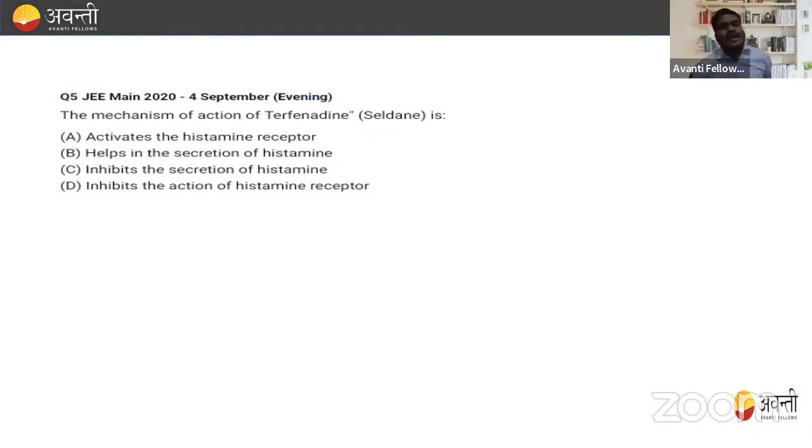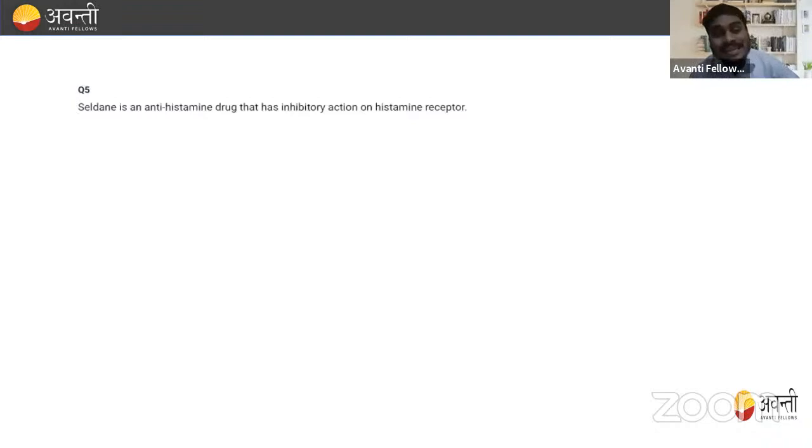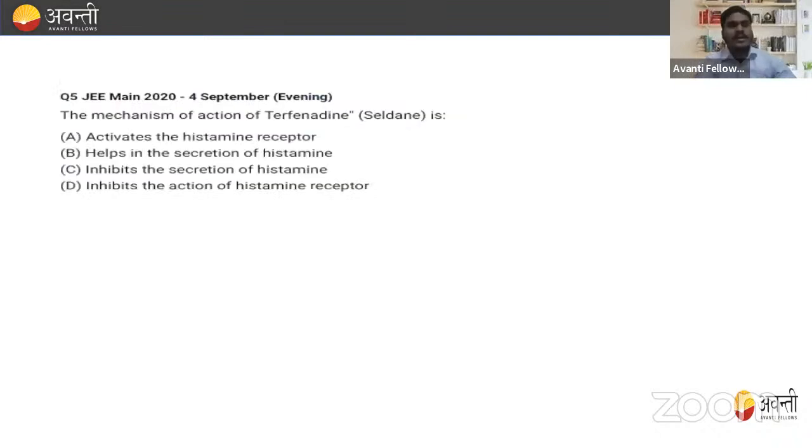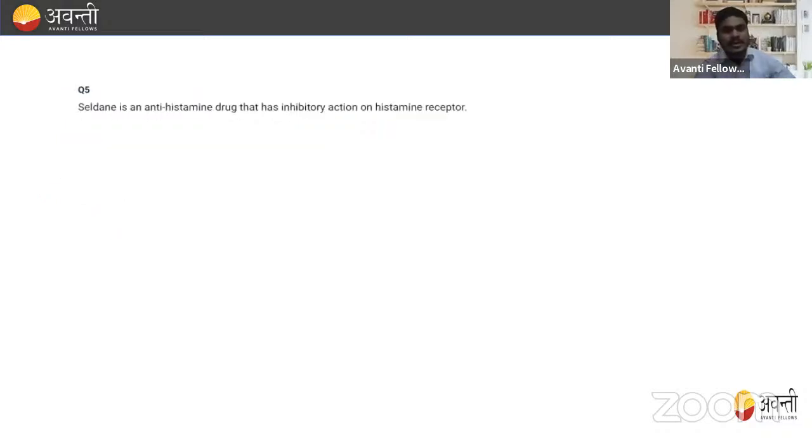So what is the mechanism of action of terfenadine, or Seldane? It activates the histamine receptor, helps in the secretion of histamine, inhibits the secretion of histamine, or inhibits the action of the histamine receptor. So Seldane is an antihistamine drug that has an inhibitory action on the histamine receptor. So which one is correct? That is option number D. So Seldane is an antihistamine drug and it inhibits the action of the histamine receptor. I hope is it clear?